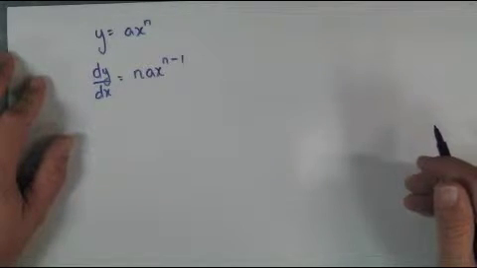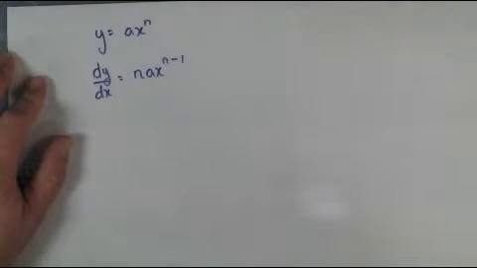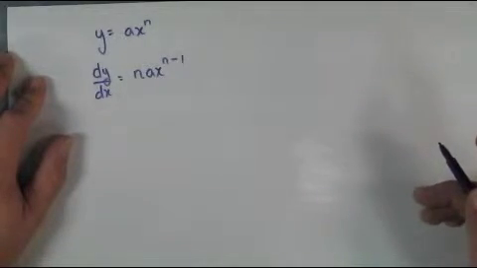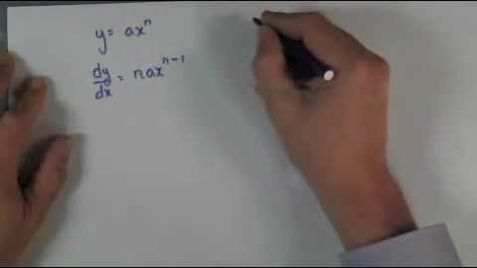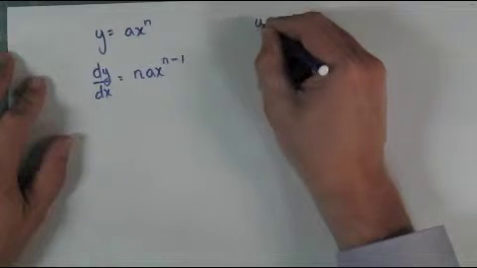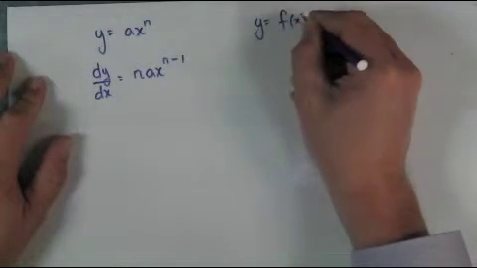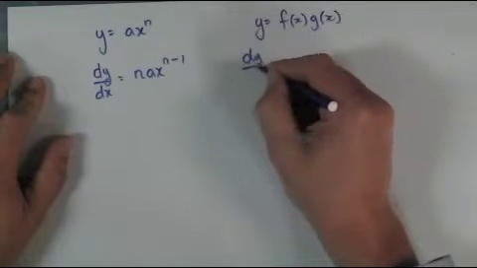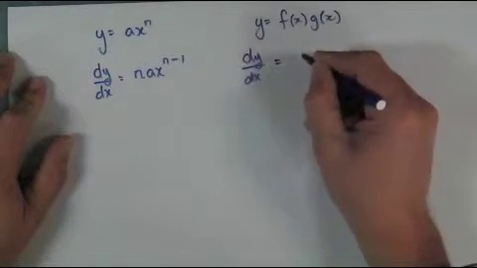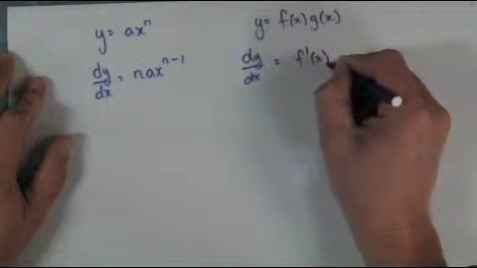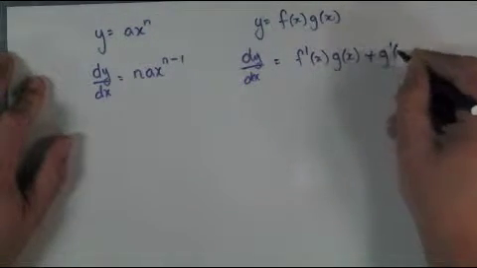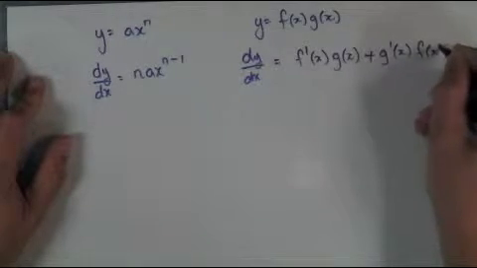But depending on whether or not you have functions that are multiplied together or divided, or even functions that are to some power n, we have different differentiation rules for this. If I was to have two functions, f of x multiplied by the function g of x, then the derivative dy/dx is equal to the derivative of the first function times the second, plus the derivative of the second function times the first one.